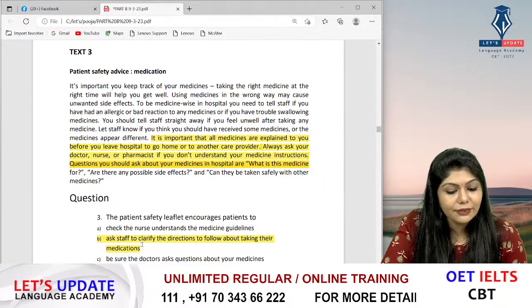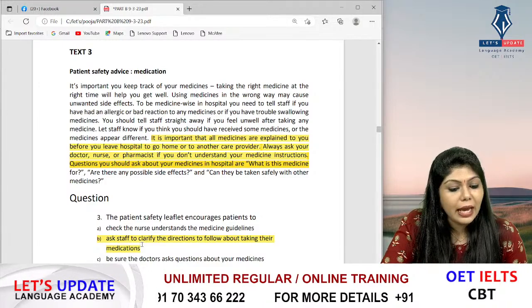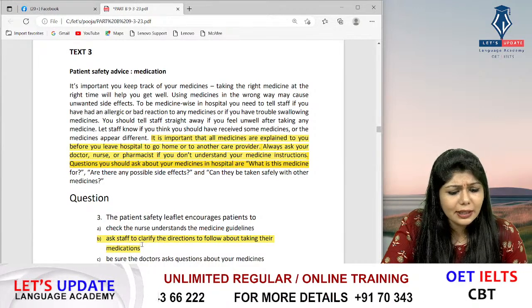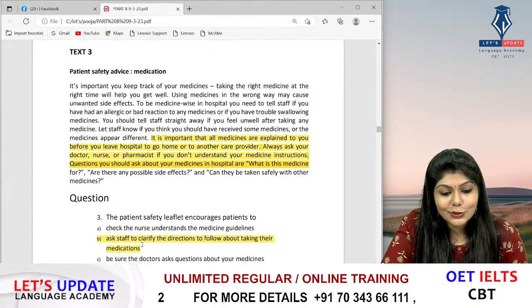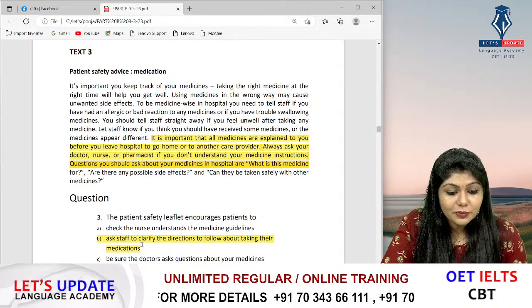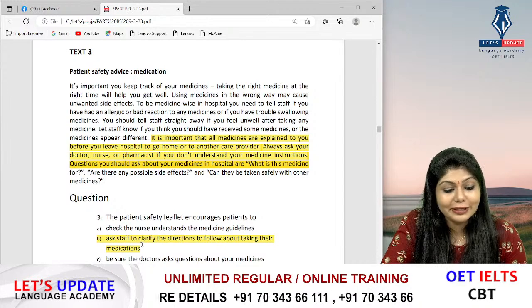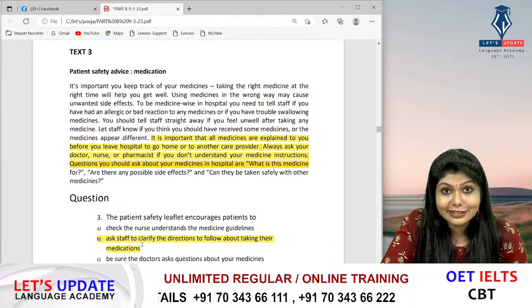Ask staff to clarify directions to follow about taking their medication. And what about option A? Check the nurse understands the medicine guidelines. No, it's not anywhere mentioned that the nurse needs to understand the medicine guidelines. That is something already known to the doctor, the nurse, or the pharmacist. They may know this information, but that is not relevant or important. It's not mentioned anywhere here that the nurse needs to do this.